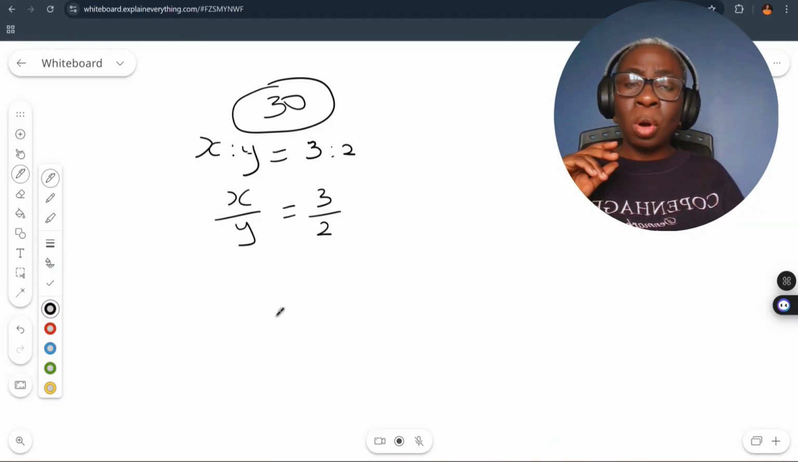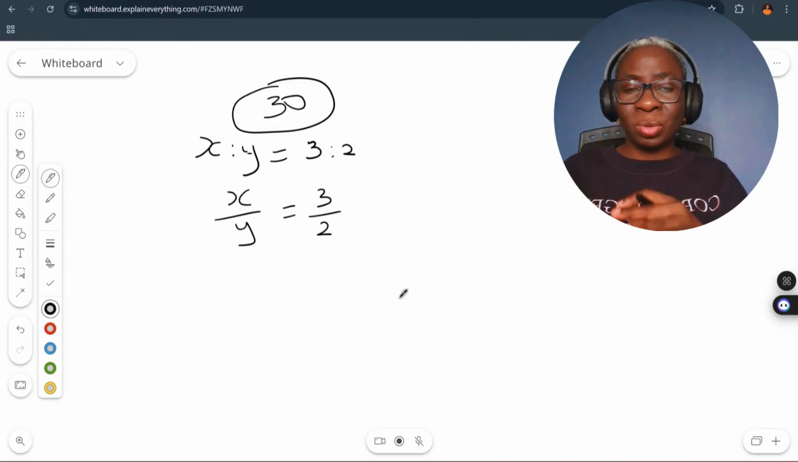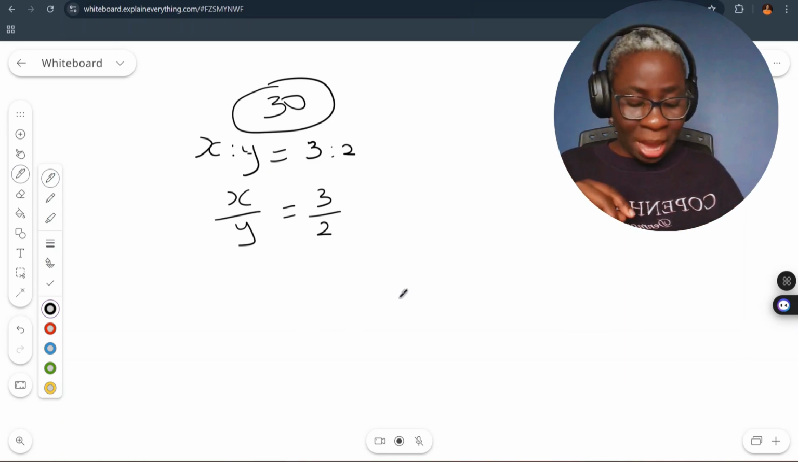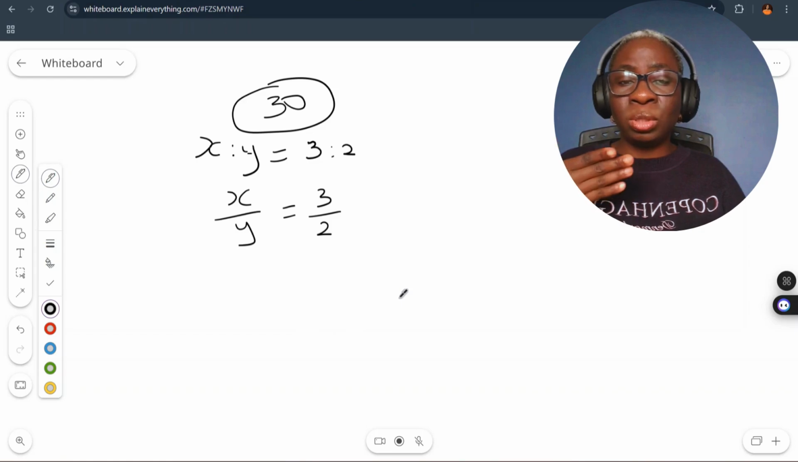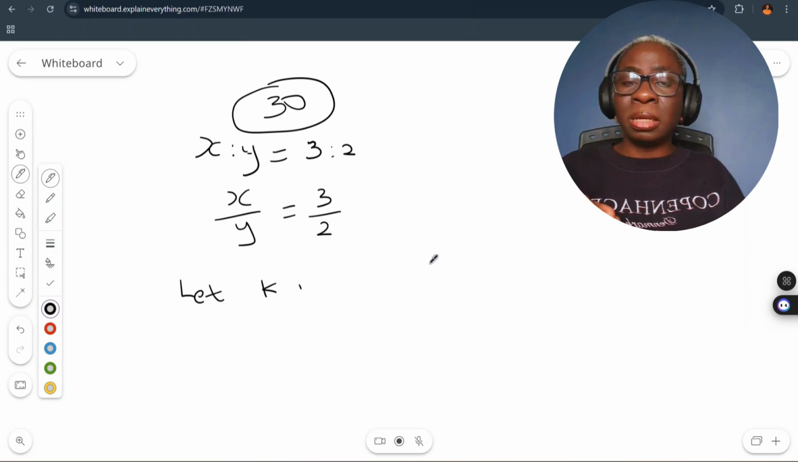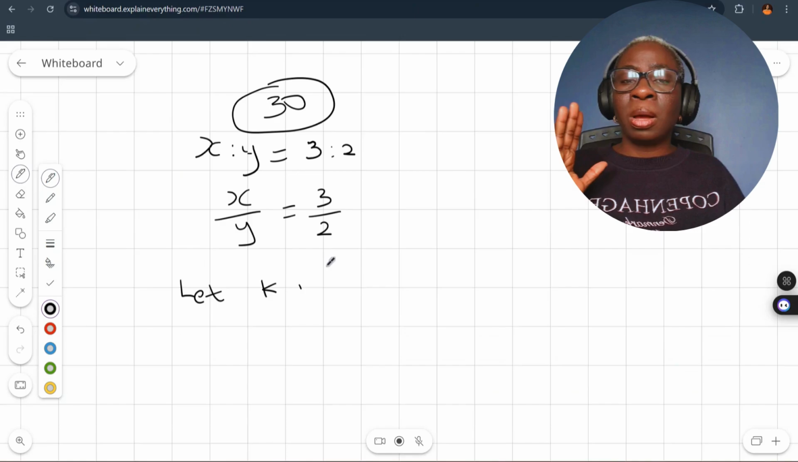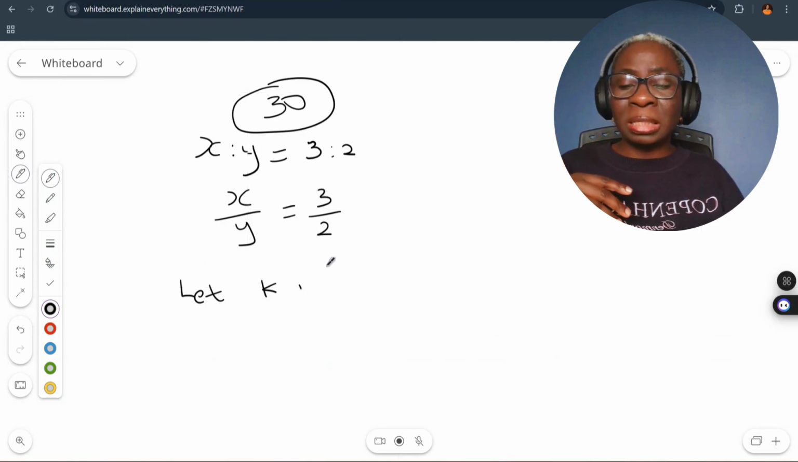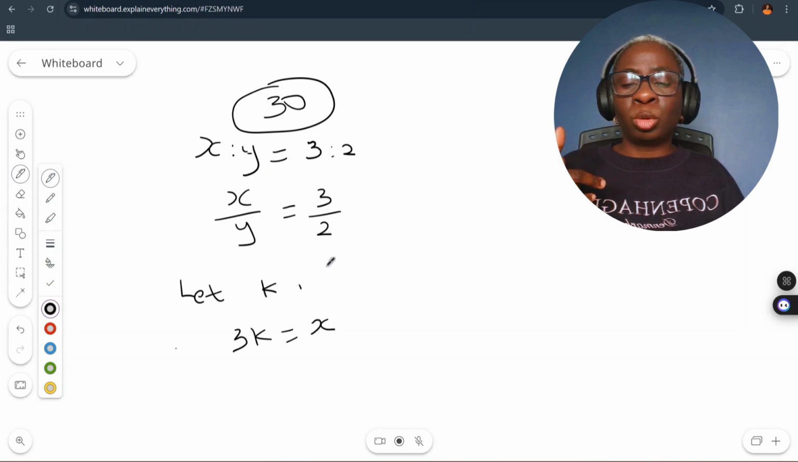So for us to know the exact number that belongs to x and the exact number that belongs to y, we can use the alphabet k, or let's just use any alphabet. So let k represent the portion of the ratio that has been simplified, so that we will have something like this: 3k will be equal to x, and 2k will be equal to y.